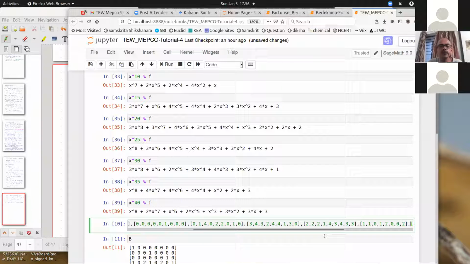Then we have the next one, slightly shorter now. That is x to the 25. Start with a 1, so the first entry is 1. Second entry is 0. X to the 7 doesn't appear. X to the 6 has 3. X to the 5 has 4.